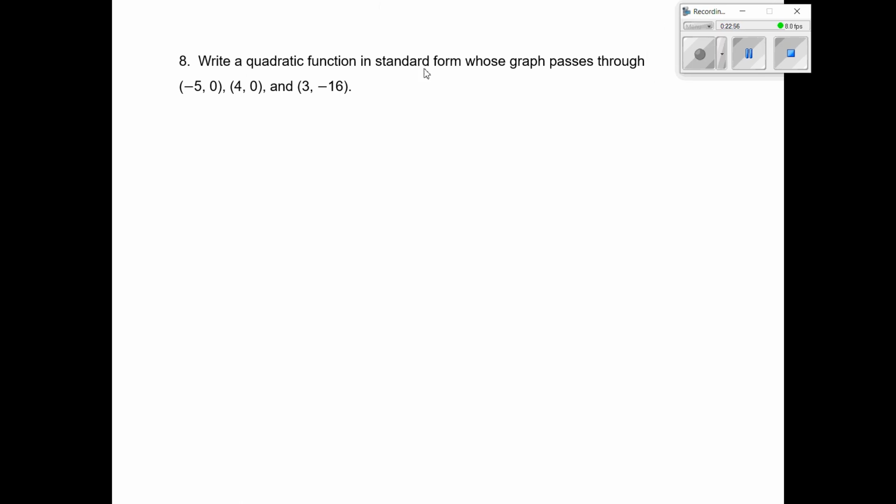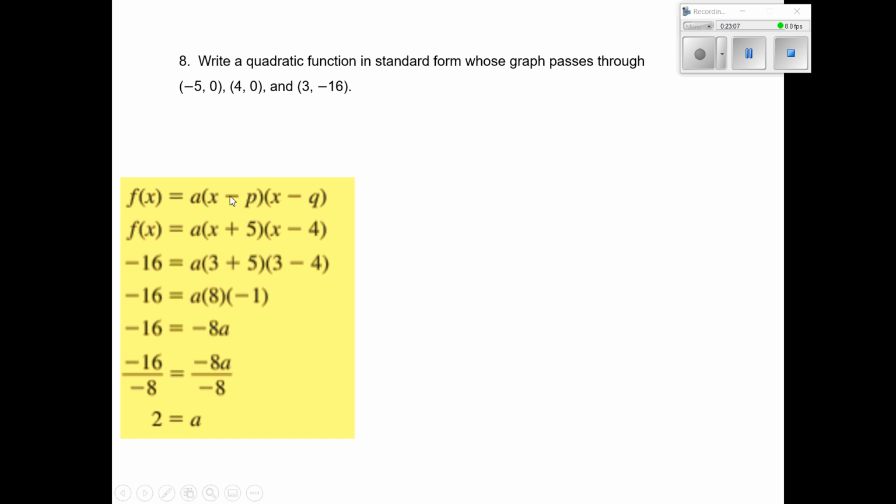Number 8 says write a quadratic function in standard form. Because they gave me 2 x-intercepts, I can write this in intercept form. That intercept form is going to be A times (x minus p) times (x minus q). Well, when we do this, I know that my p is going to be -5, which makes it a negative times a negative, a positive 5. And my q will be 4, so this would be a negative times a positive, that's a -4. Now that I have those numbers there, I can take 3 and -16. I'll make x 3, and I'll make f of x, which is y, -16.